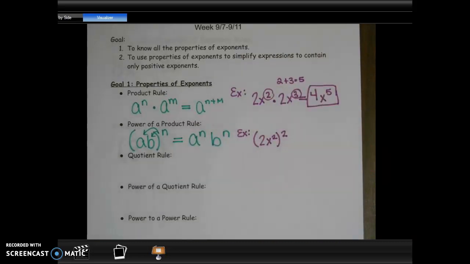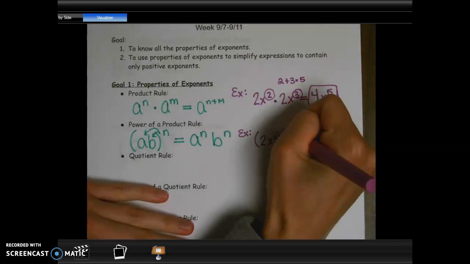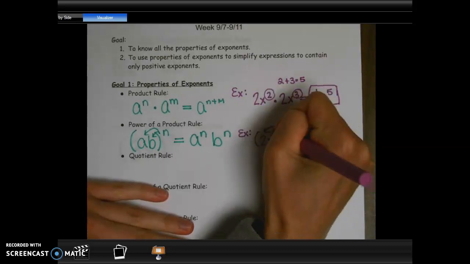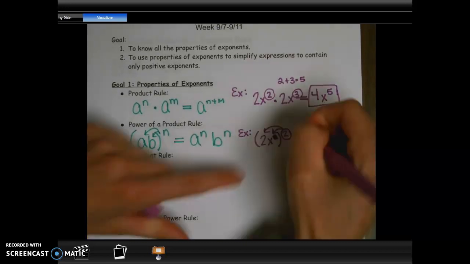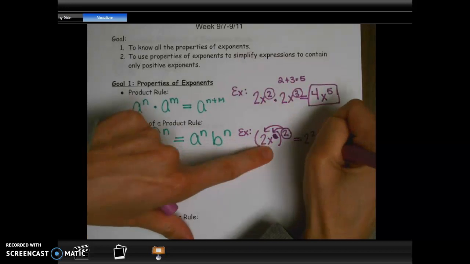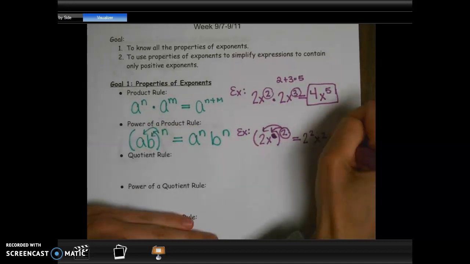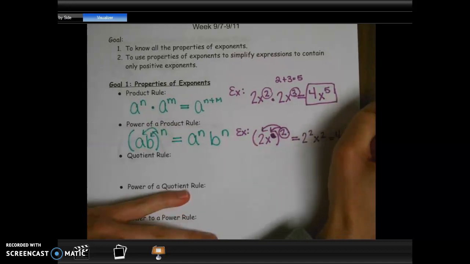all right, we have 2x squared squared. So that means this square on the outside is going to distribute to everything. Actually, let's get rid of that right there. So that means we would have 2 squared and x squared. Well, then 2 squared is 4. So there's our final answer.